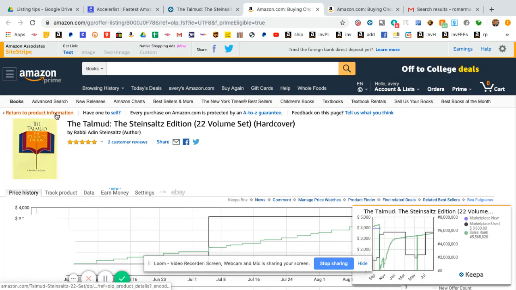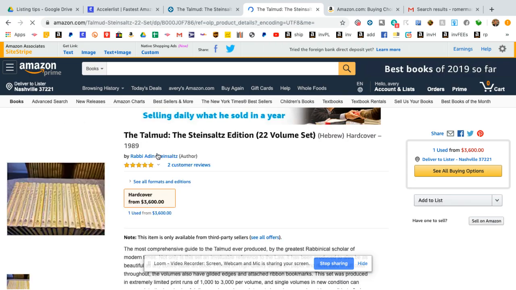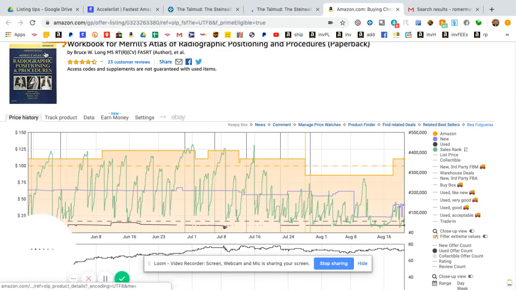So when you look at the buy box, go to return product information. This guy's winning the buy box right now. Actually, there's no one winning the buy box. This is one of those weird books that doesn't have a buy box. We'll go to this book.